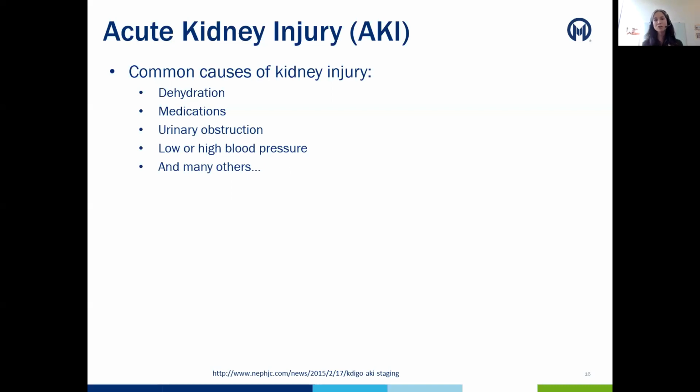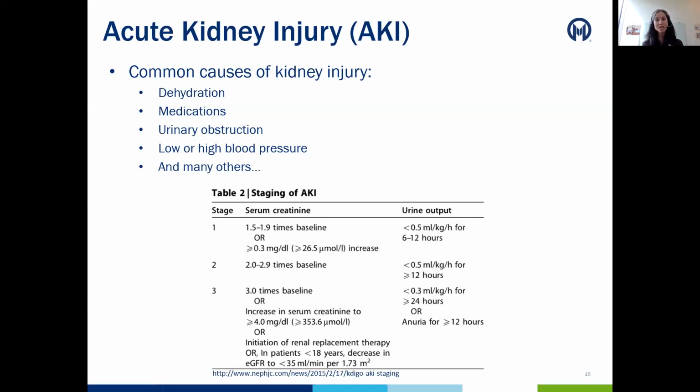More chronic issues, if you have really high or low blood pressure, that can cause issues with blood flow to your kidney, and that can also lead to a lack of oxygen delivery to your kidney or injury. There's also a staging criteria that we look at to see how severe is this new kidney injury. And it takes into consideration how much your creatinine has changed compared to your normal baseline, as well as any changes in how much urine you're making too.